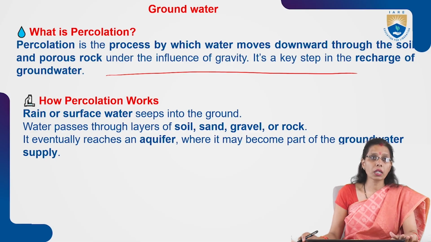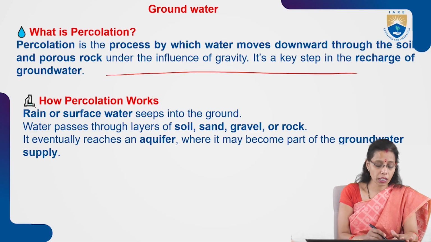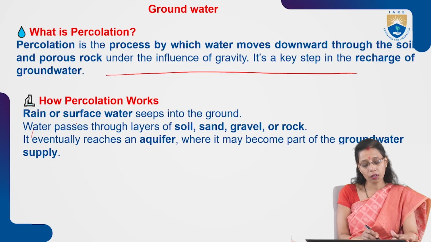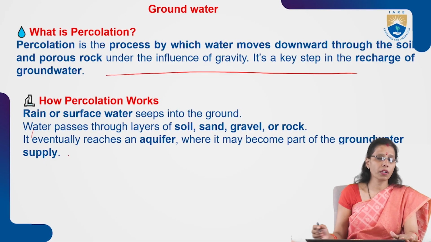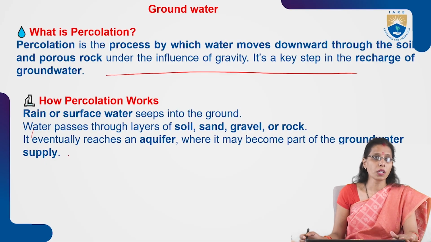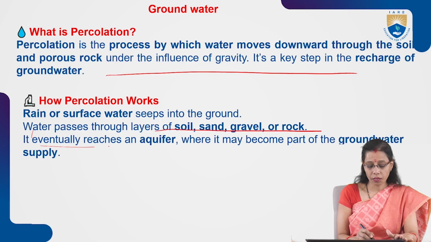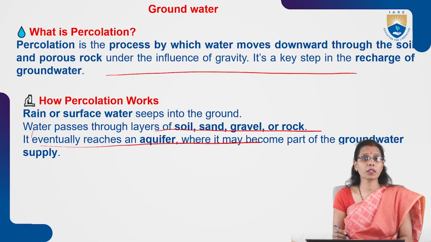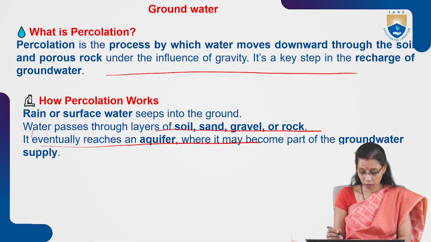Now, how does percolation work? If you see the working of percolation, rain or surface water seeps into the ground. Water passes through the layers: soil, sand, gravel, or rocks. So it eventually reaches the aquifer, where it may become a part of groundwater.